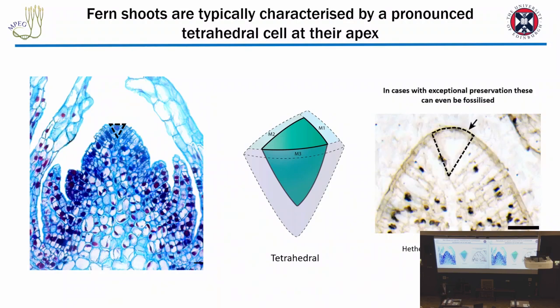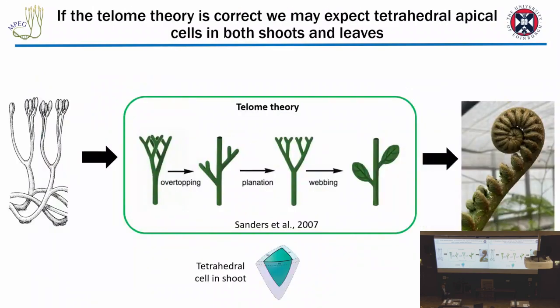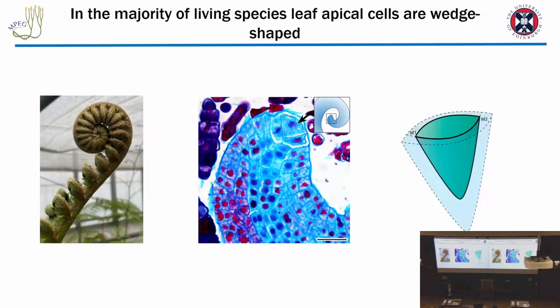So we predicted that if the telome theory is correct, if we find a tetrahedral apical cell in shoots, we'd expect to also find a comparable apical cell in leaves. But in the vast majority of living ferns today, in the fiddleheads of the fiddlehead ferns, this is not the case. In the vast majority of cases, the growing point of leaves is a wedge-shaped cell which has 2 cutting faces. So it's something quite different.